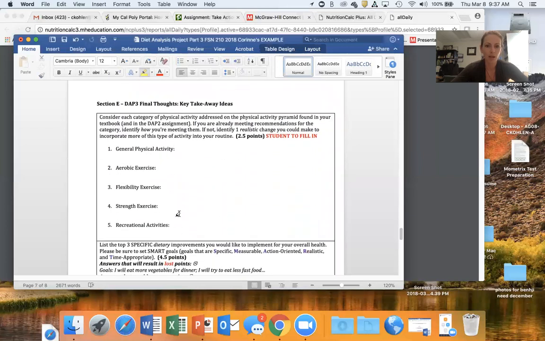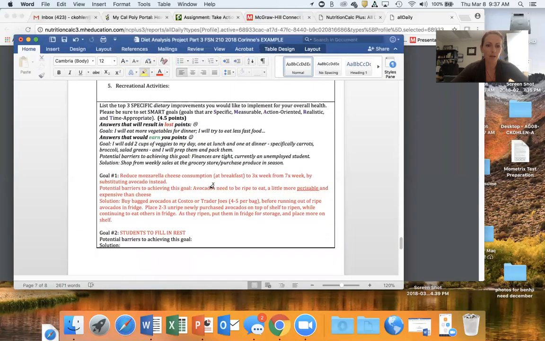This is going to be talking about exercise and thinking about your part 2, and then setting specific, reasonable, and SMART goals. This is a part where many students lose points, so make sure to be very specific and have measurable goals here. For example, I said I'm going to reduce mozzarella cheese consumption at breakfast to 3 times a week from daily by substituting avocado instead. Barrier: avocados need to be ripe, a little more perishable and expensive than cheese. For example, I know personally I bought a bag at Costco 4 days ago and I'm still waiting for them to ripen. I was out of town, so I couldn't have any ripe ones in the fridge already.